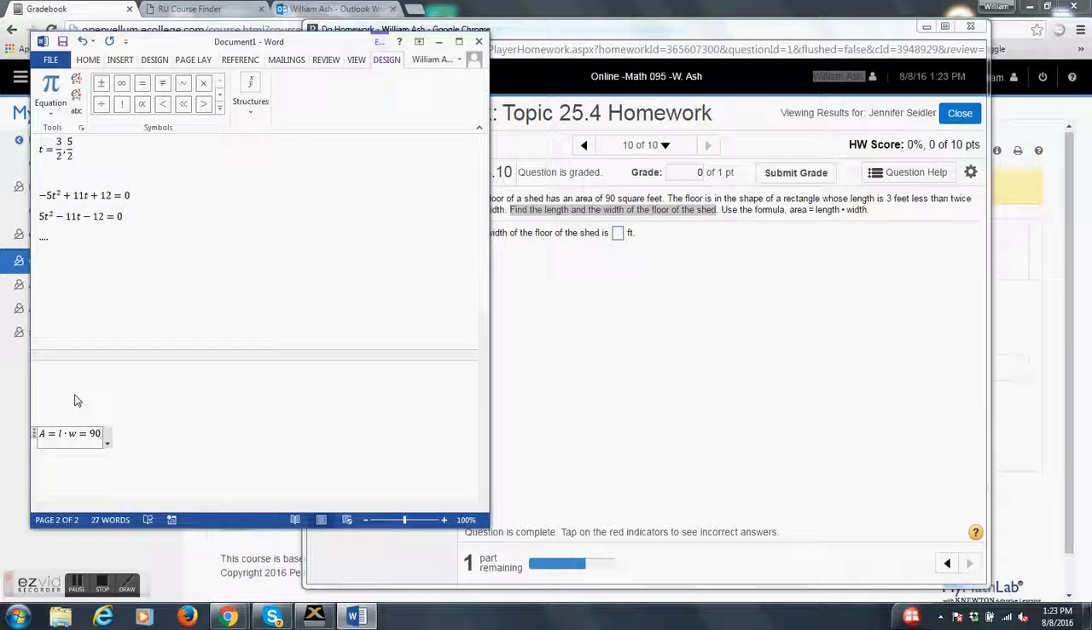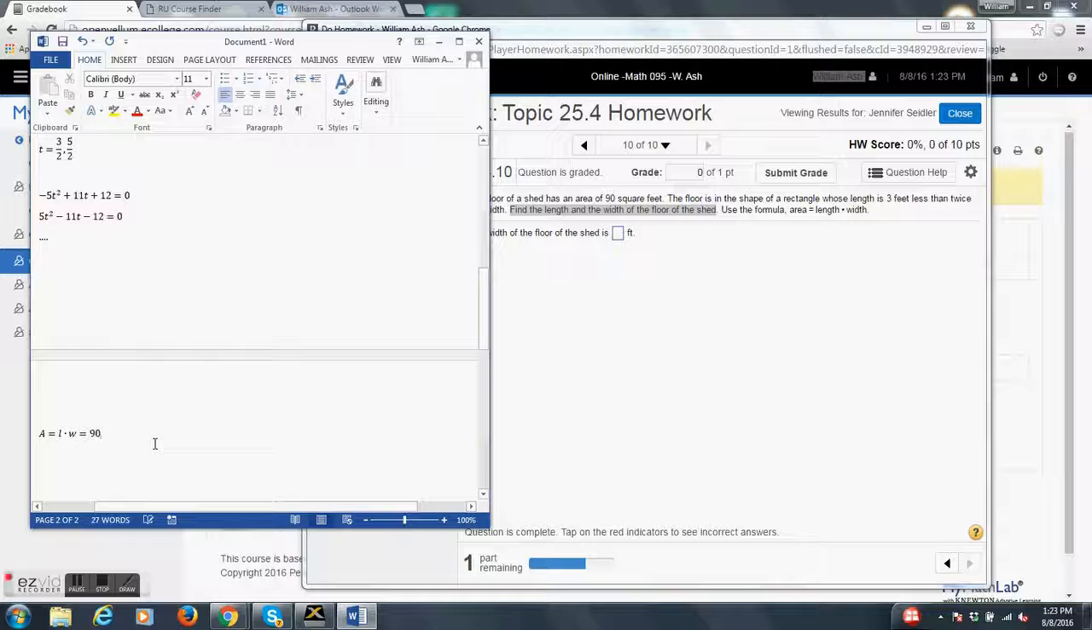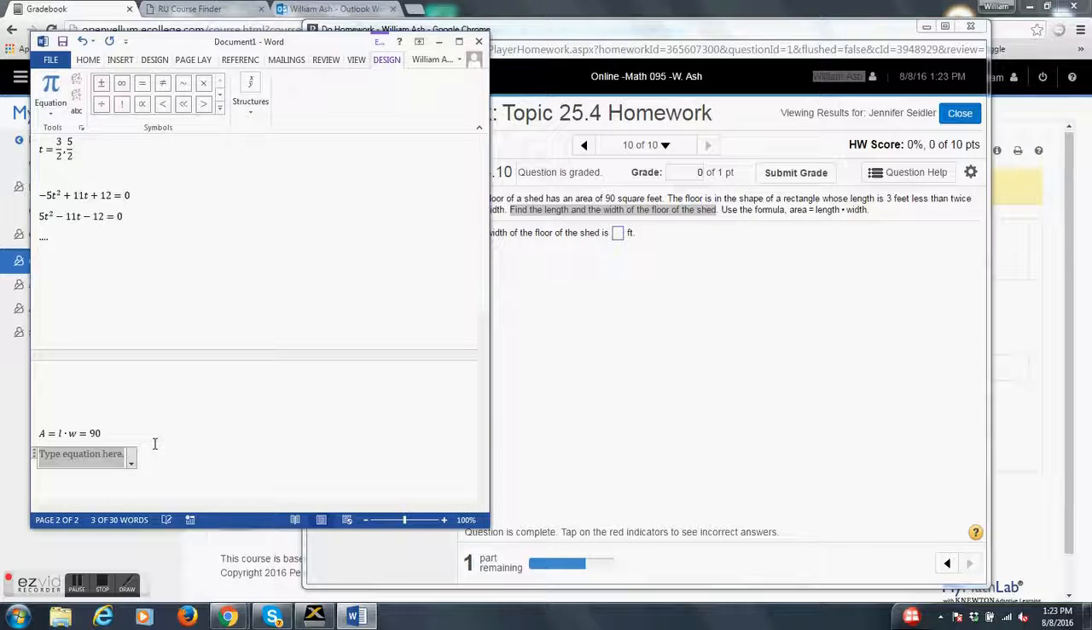What is the next sentence saying? The floor is, it says right here. Okay, so the floor is in the shape of a rectangle whose length is, okay, so I'm going to write this down as I read it. The length is 3 feet less than twice the width. So whatever twice the width is, 3 feet less than that. Right? Double the width, then subtract 3. Not the other way around, right? Just because they say the 3 first, it's less than.